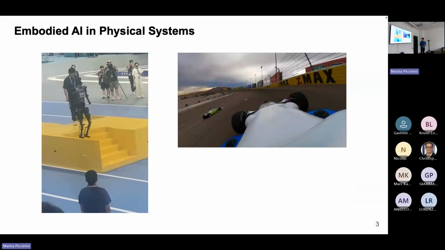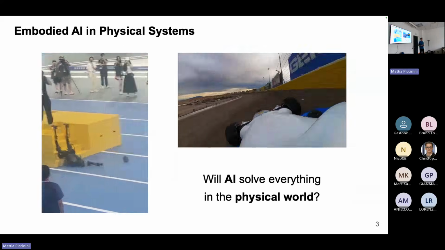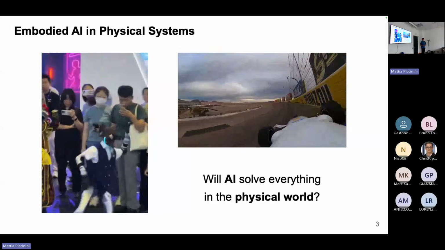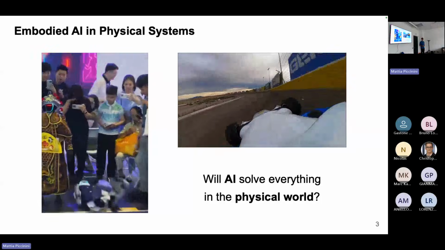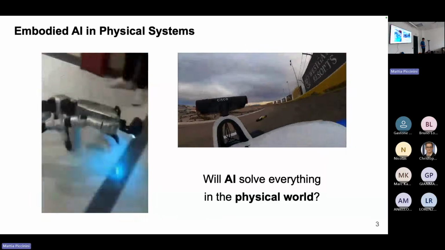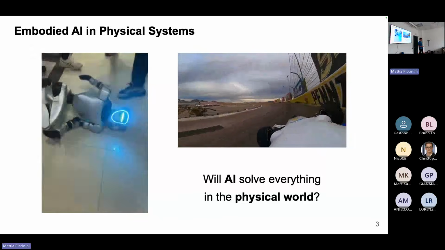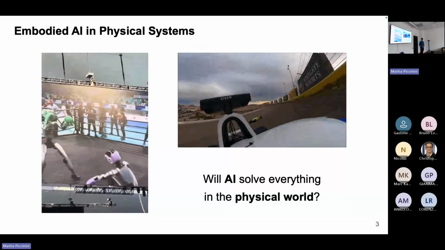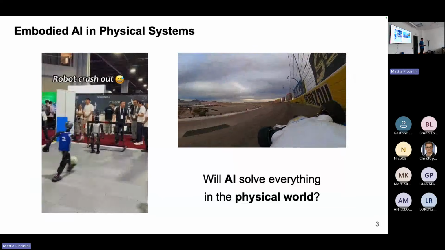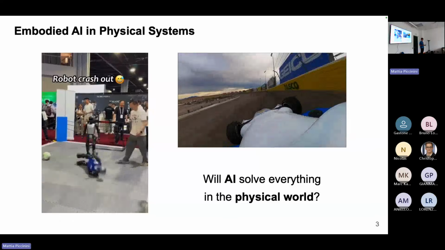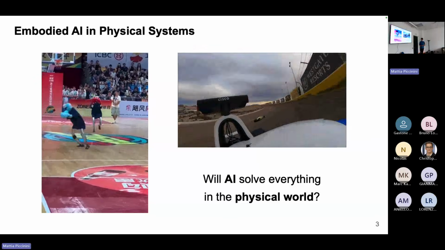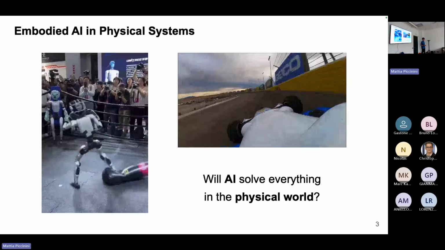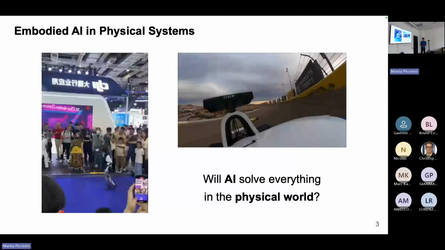These are also some examples of failures, which you may have seen on the net. It's true, we can already perform some cool stuff with embodied AI, but there are also a lot of examples of failures. You see here humanoids. You see here our self-driving racing car spinning around because we were overestimating the vehicle performance too much with AI. So will AI ever solve everything in the physical world? Maybe yes, one day, but I think we're not there yet.